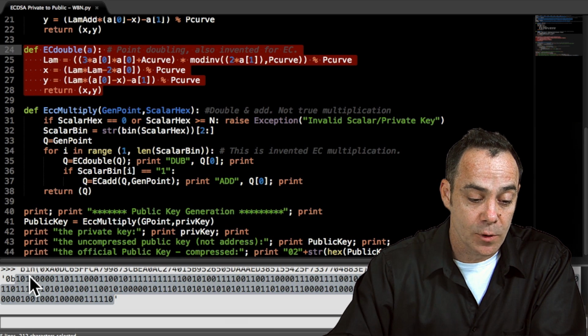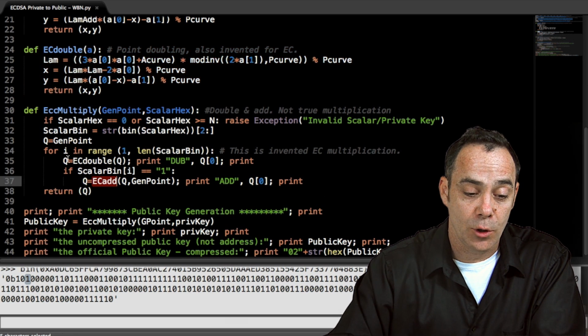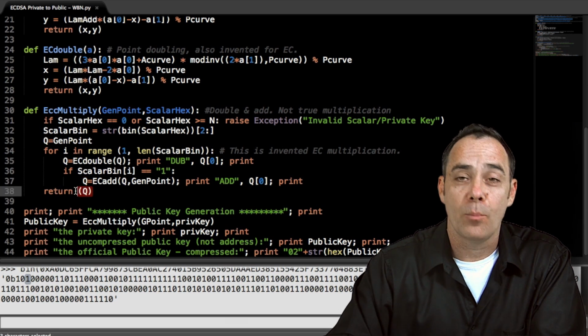And the next thing we do is a 1. Well, a 1, we do a doubling, and we also do an adding. So Q gets incremented both by the doubling, and Q gets incremented by the adding. And remember, when we're done with this loop that's 256 times, we return our private key.